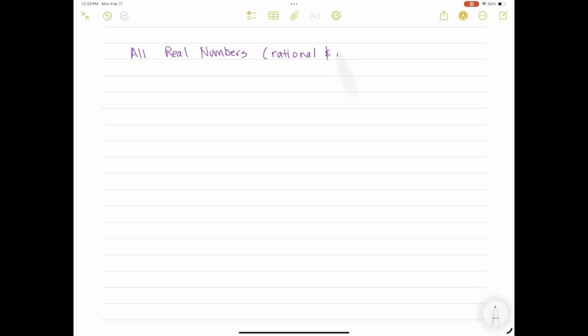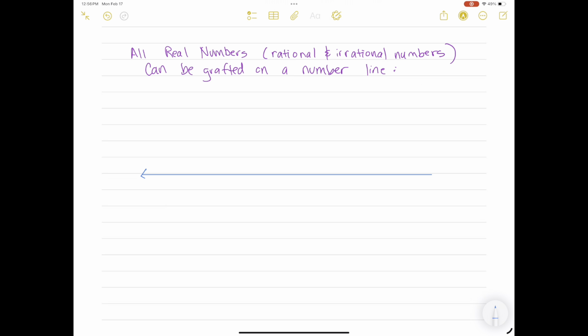All real numbers, that is, rational and irrational numbers, can be graphed on a number line. And I apologize, that should be graphed as in graphed. So here is a number line with 0 as the origin. To the right of the origin are positive numbers, getting larger as you go farther away from the origin. And on the left, we have negative numbers, getting smaller as you get farther away from the origin.